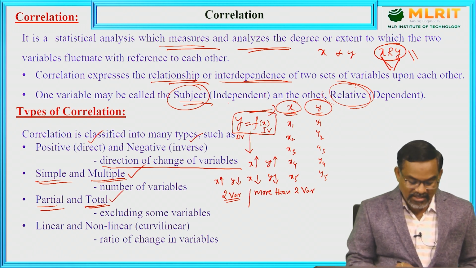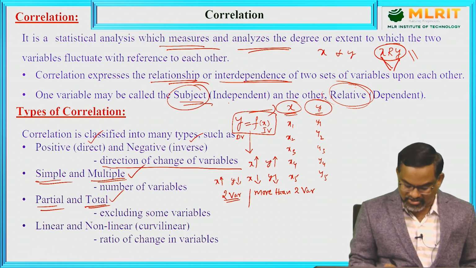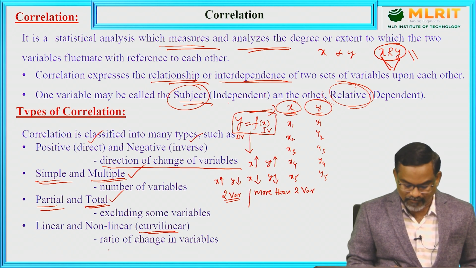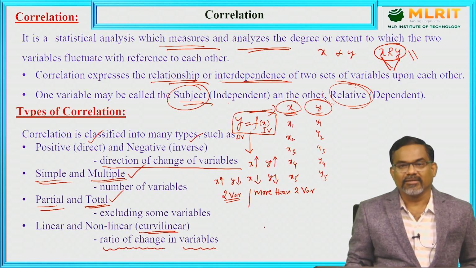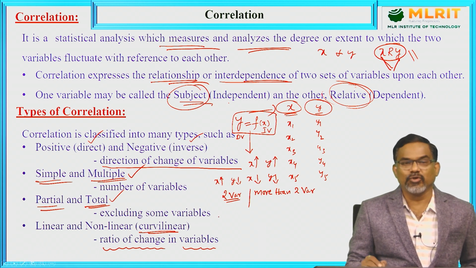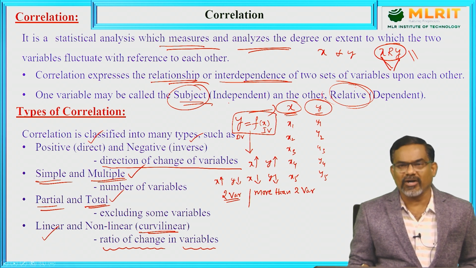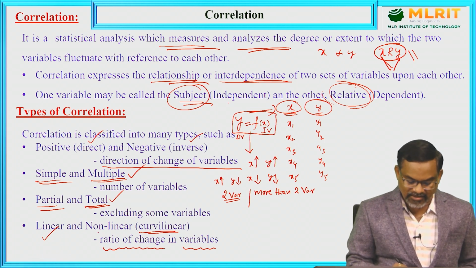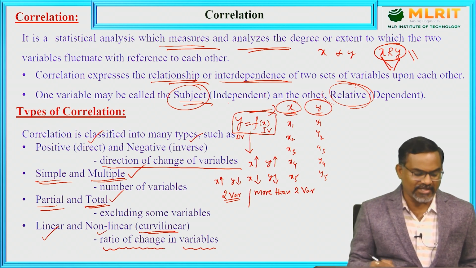And the last, linear and non-linear correlation. This non-linear correlation is also known as curvilinear correlation. This depends on the ratio of change in variables. That means, if the ratio of change of the variables is uniform, then the correlation is said to be linear. And if it is not uniform, it is varying differently, then that comes under non-linear or curvilinear correlation. So, these are the different types of correlations.